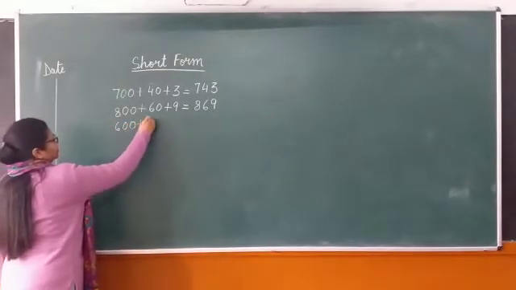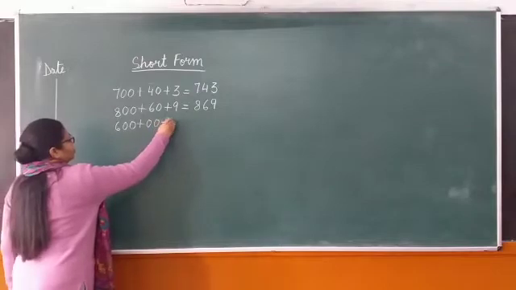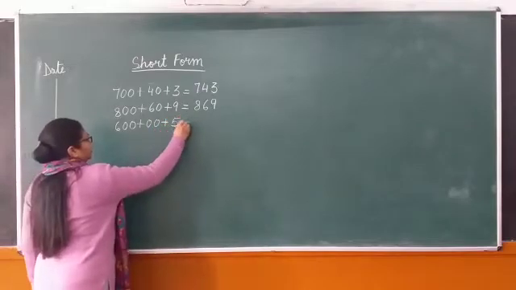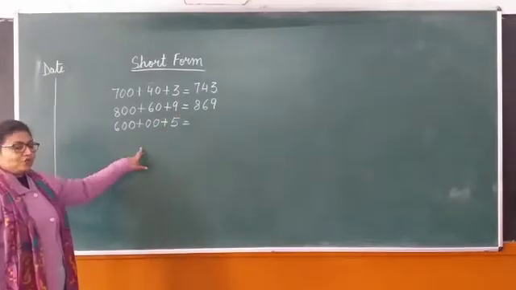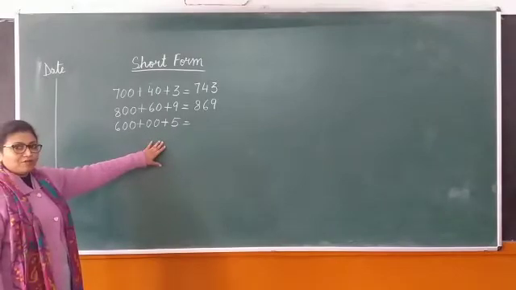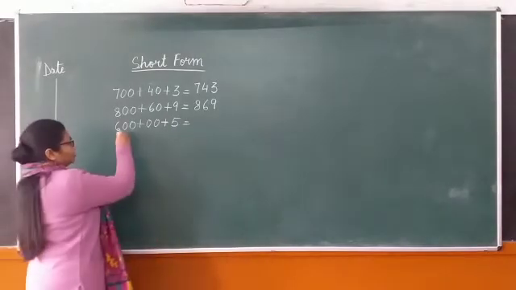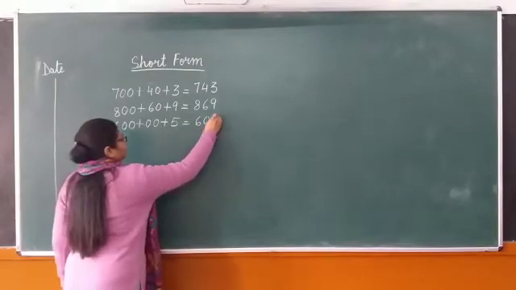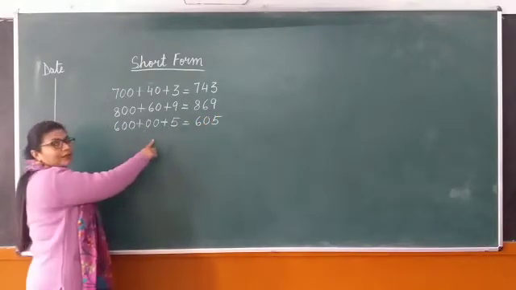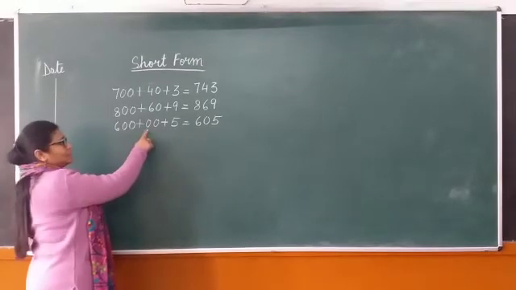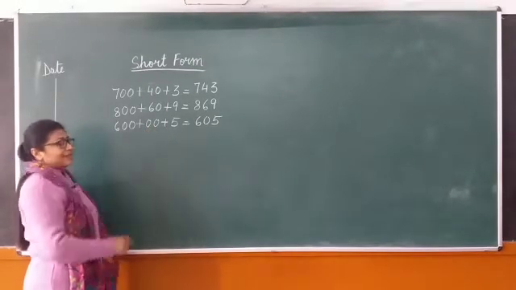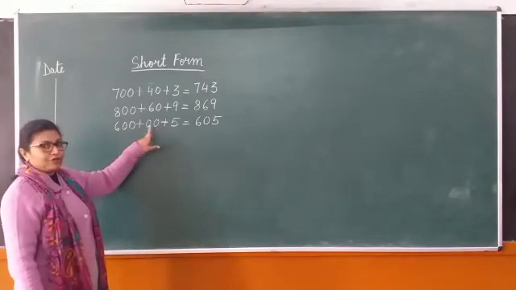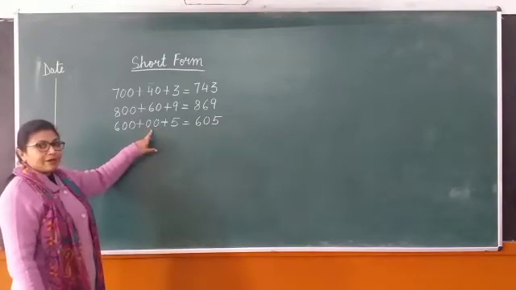Now 600 plus 00 plus 5. Now again this is in your expanded form, now we have to write this in short form. So this will be 605 because we have to show the place value of 0 also. So that's why it is 0 has come in the tens place. So we will make a 0 over here to show the place value.